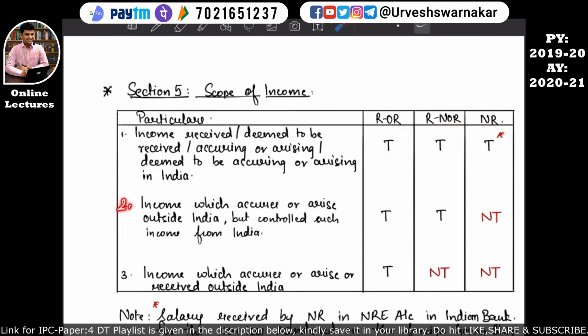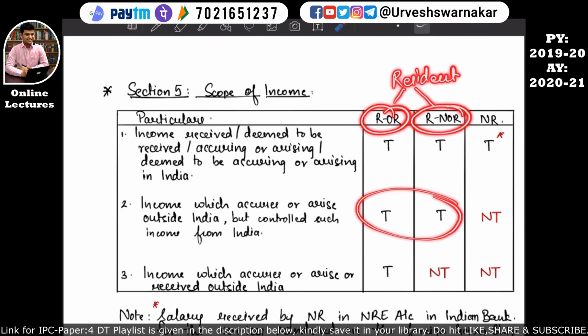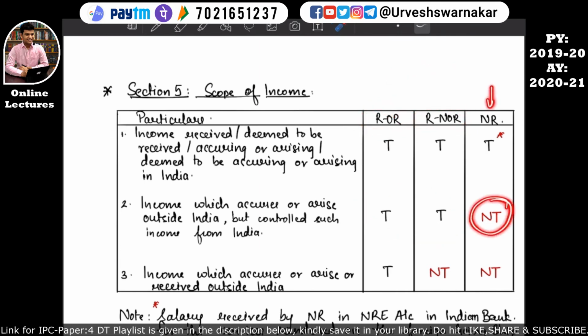Then point number 2 says that income which accrues or arises outside India but is controlled from India, then it will be taxable to the residents only. I hope this is quite clear to us. Which residents? Resident ordinary resident as well as resident non-ordinary resident. But it will not be taxable to the non-resident. I hope this is quite clear to you all.